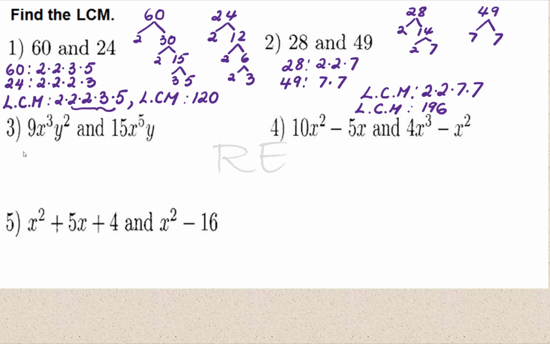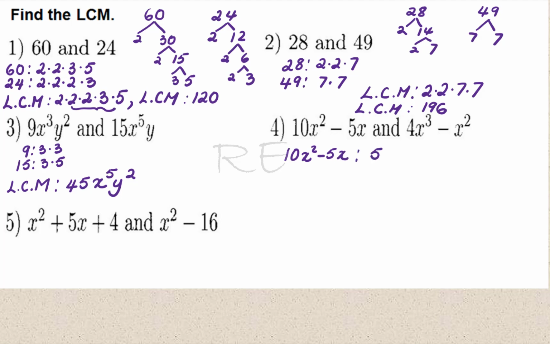Now, when variables are involved, we need to find the LCM of the coefficients first, between 9 and 15. 9 is 3 times 3, and 15 is 3 times 5. So the LCM will be 3 times 3 times 5, which is 45. Now for the variables, we take the ones with the highest exponent. So it's 45x to the 5th and y squared.